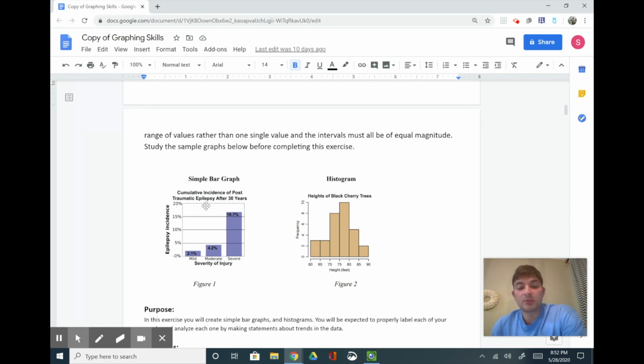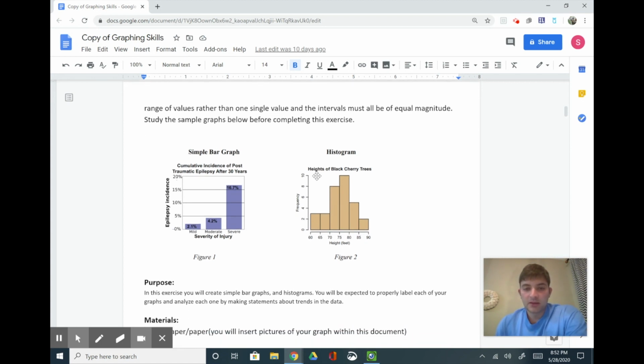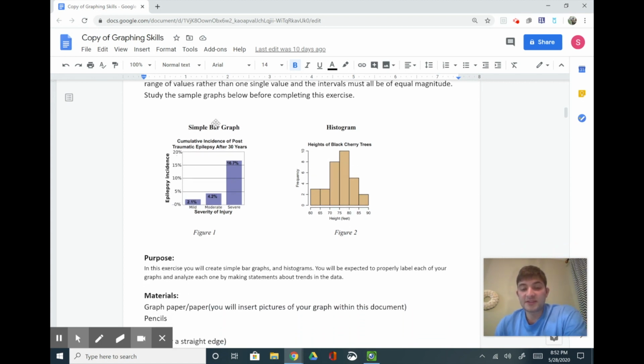Right here on the left is a simple bar graph and here on the right is a histogram. These are very good pictures that the students refer to while they're working on this, and you can also refer to them as well. As you notice, one big difference is that in the simple bar graph the bars do not touch, while in the histogram they do touch. My students really enjoy the histogram more because they touch.